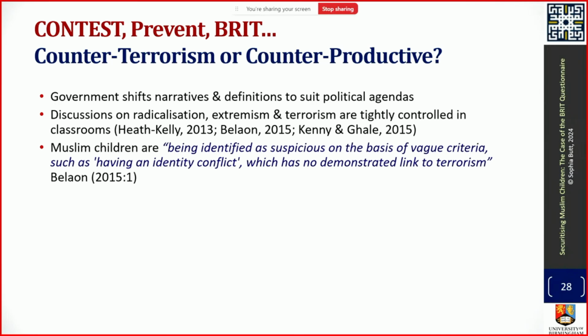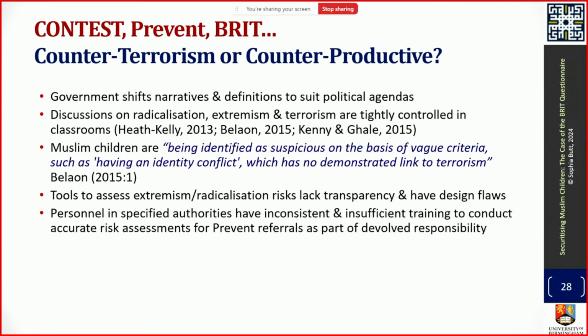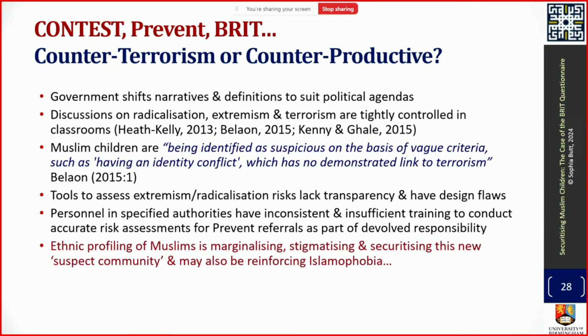Muslim children are being identified as suspicious on the basis of vague criteria such as having an identity conflict which has no demonstrated link to terrorism. Tools to assess extremism, radicalisation, etc. lack transparency and have design flaws. And personnel in specified authorities have inconsistent and insufficient training to conduct accurate risk assessments for the Prevent referrals as part of their legally mandated devolved responsibility stemming from the Counter-Terrorism and Security Act.